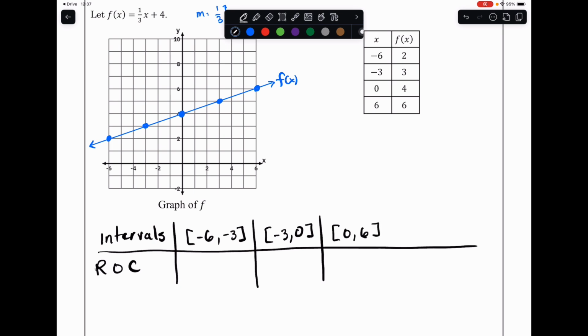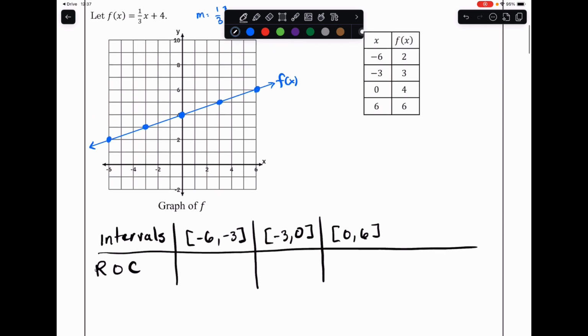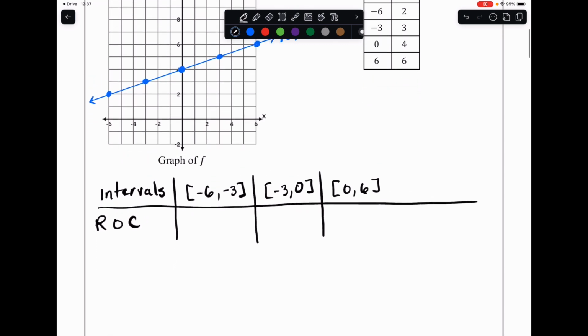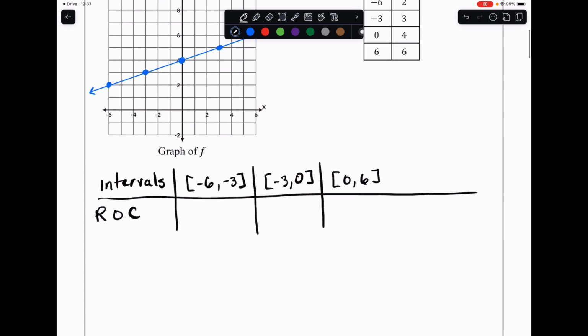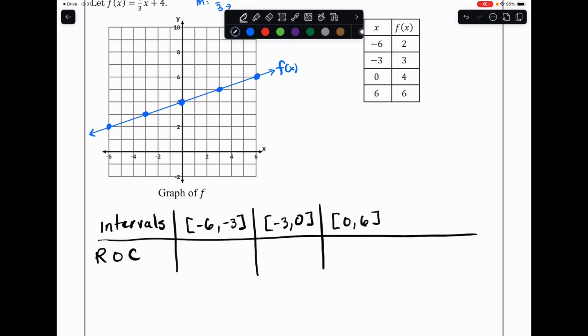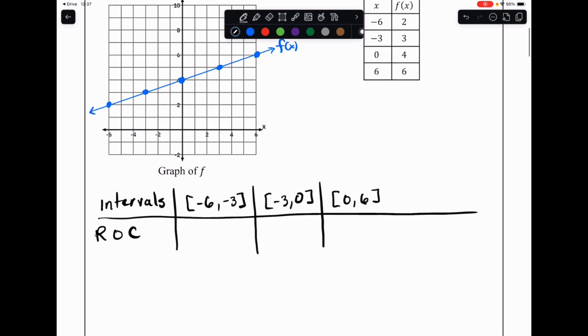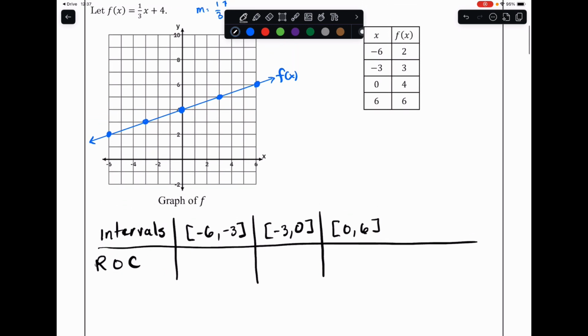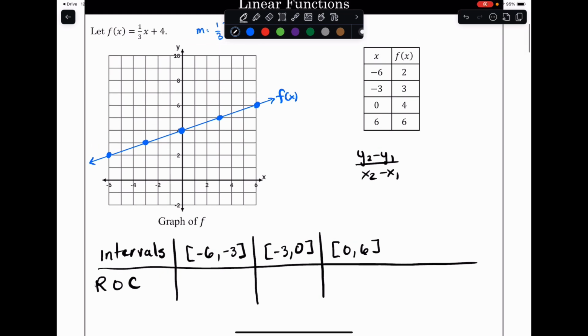So using the table, I'm going to calculate again. We already know that the rate of change is 1/3, right? But again, just for practical purposes, I'm going to use the table to create intervals from one x value to the next and see what the rate of change is there. So to figure out the rate of change, recall that the formula that we're going to use is y2 minus y1 over x2 minus x1. And since I have a table here, which is simply the change in y divided by the change in x, I already have them sorted out.